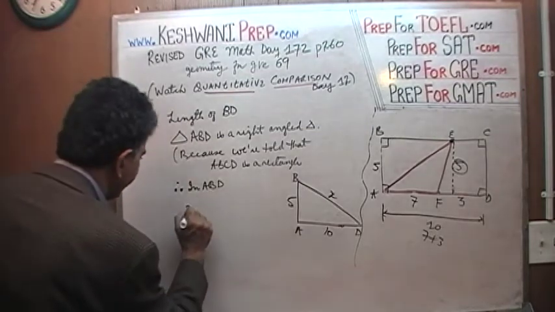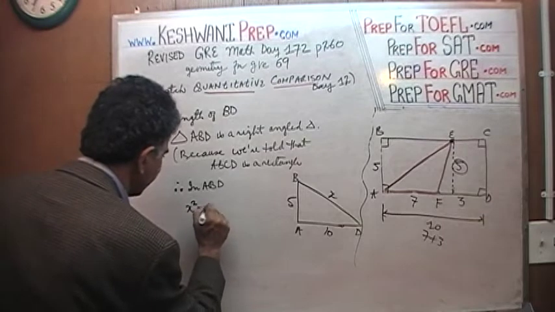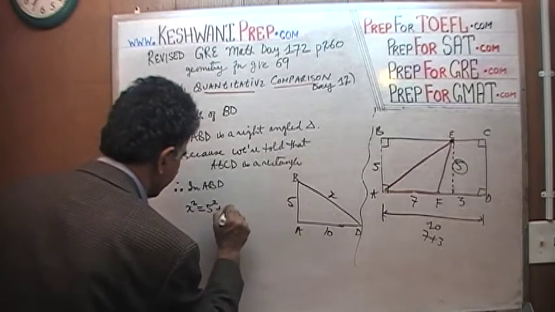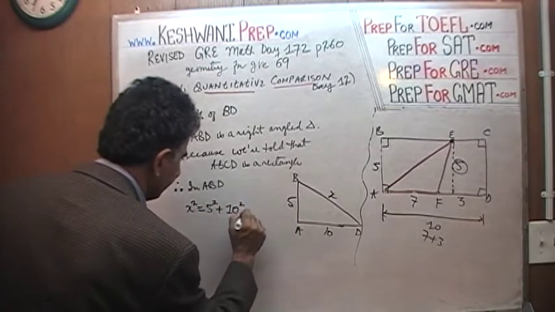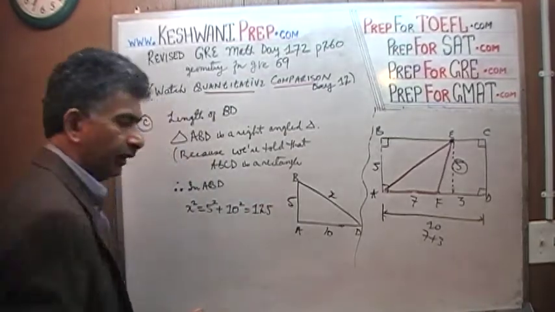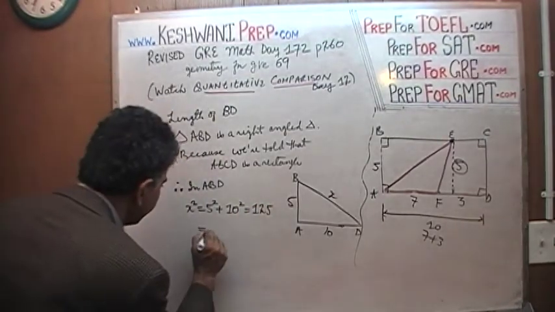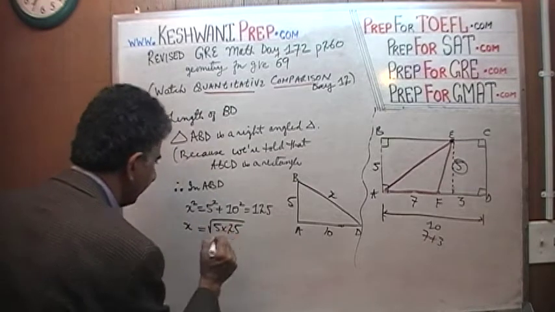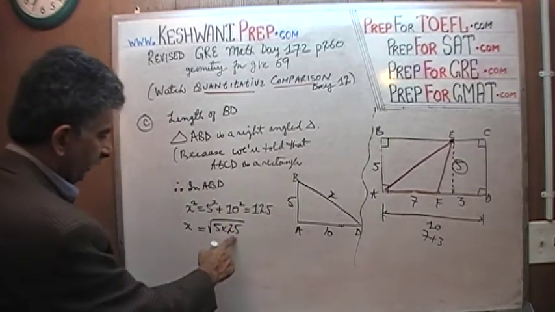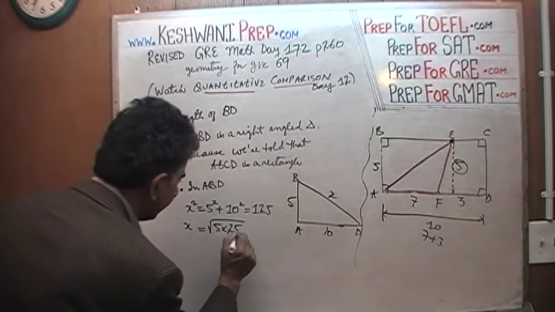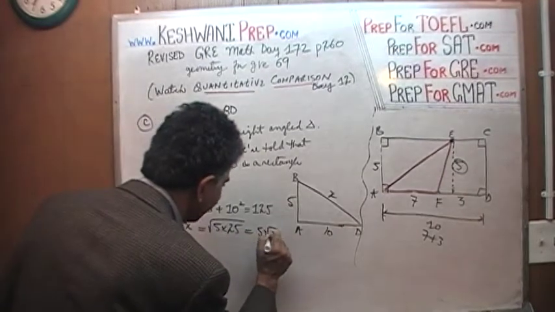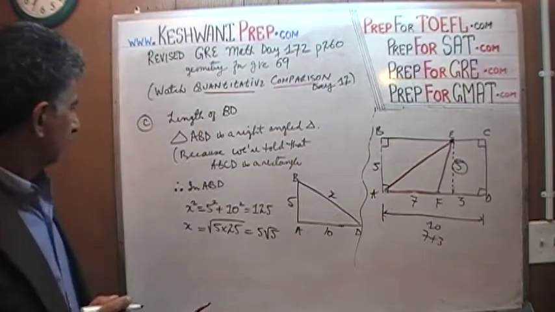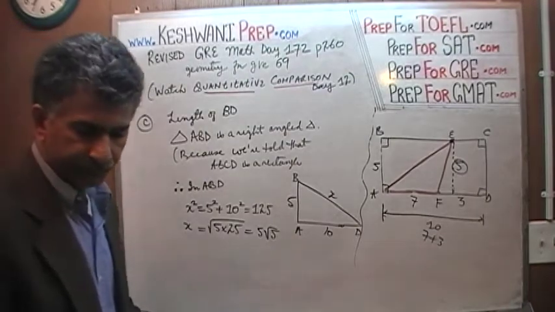So x squared equals 5 squared plus 10 squared, which is going to be 125. 125 of course can be written as 5 times 25. So your x is going to be the square root of 5 times 25. Since we have a 25 here under the square root sign, we can bring it out, and it's simply 5 times root 5. That's it. That's your answer for part C.